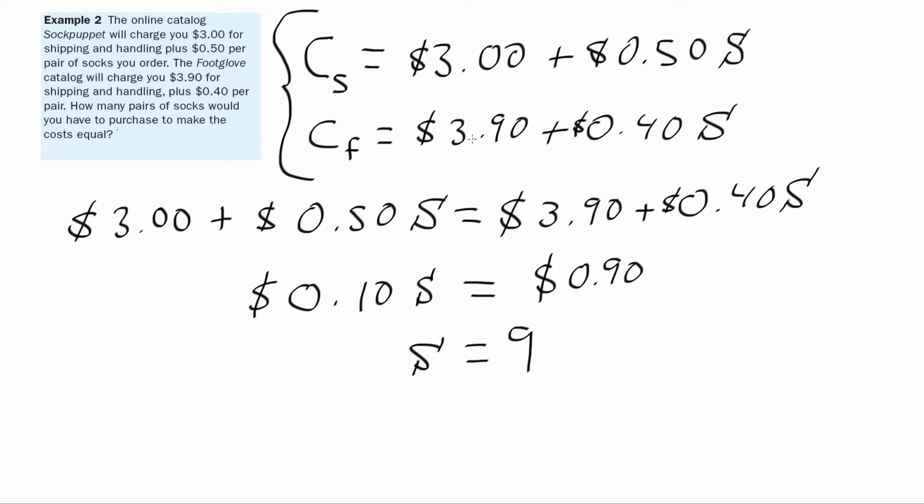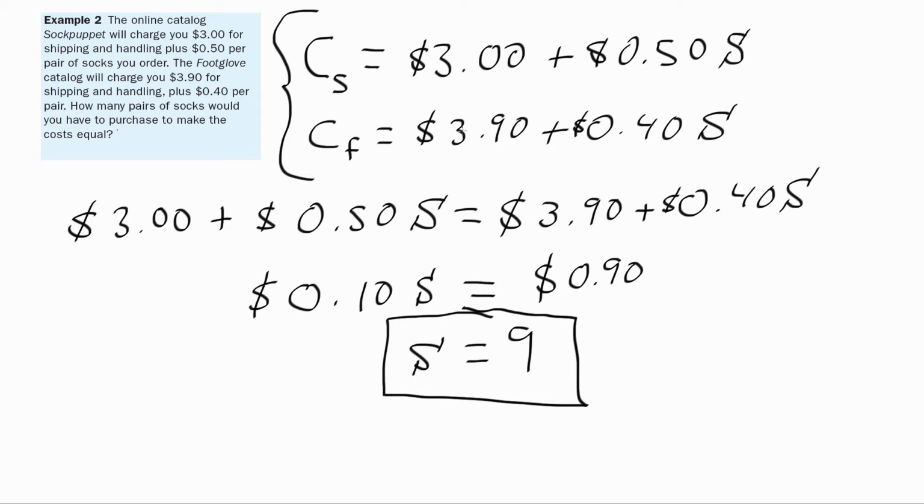Okay, now we want to verify that this works for our system, but we seem to have answered the question. How many pairs of socks would you have to purchase to make the costs equal? This would seem to indicate that we're done here. To check it, we would have to plug S back in for 9, find C, plug C and S into the other equation and see if it works for both of them.